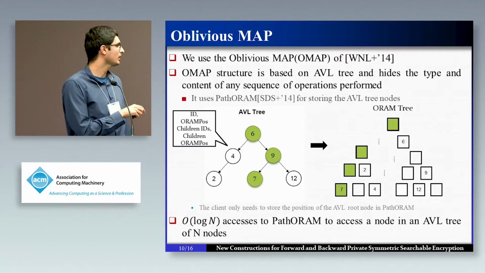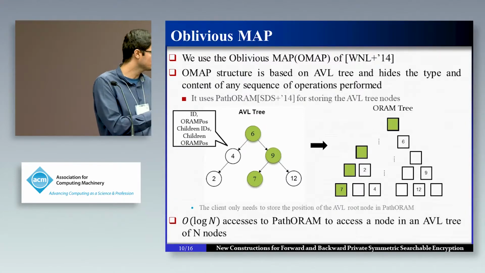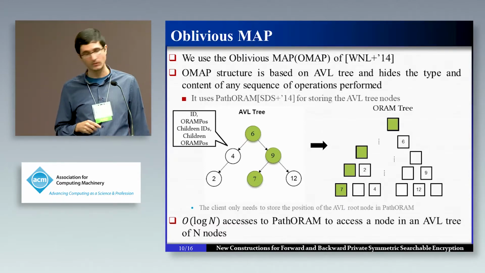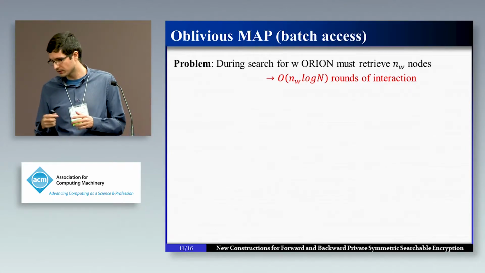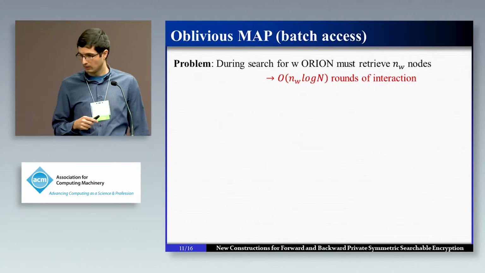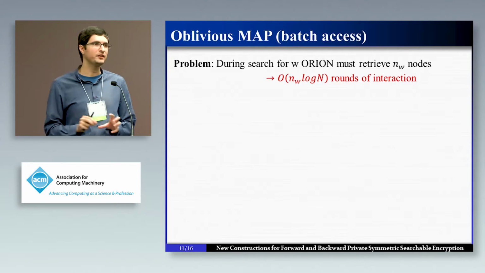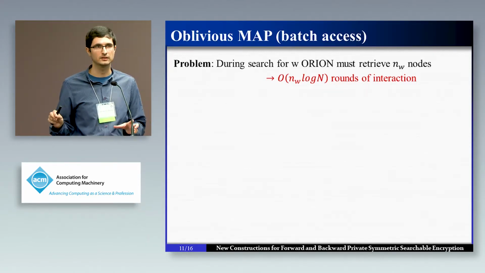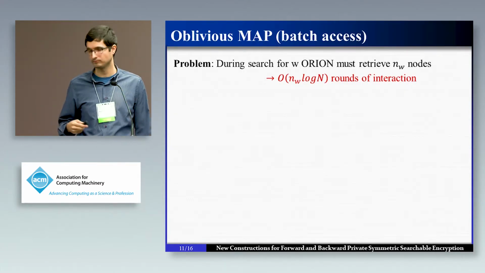As we can see, to access a node in an AVL tree of n nodes, we need log of n interactions with the server. There is only one problem with the oblivious search I described with the OMAP in the previous slide. For each entry, we need log of n interactions. So for NW entries, we need NW log n interactions, which is a lot. So the question is, can we improve this value?